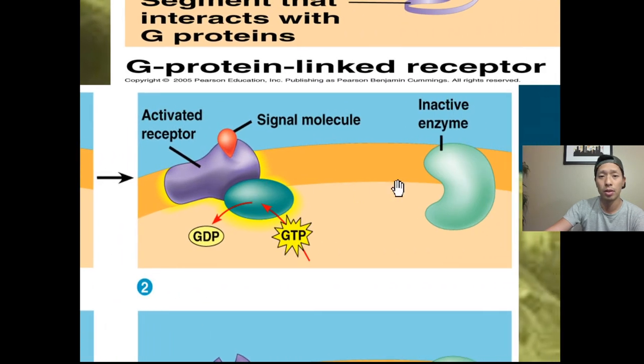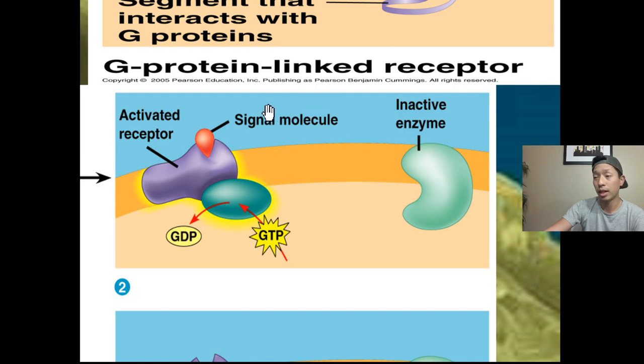So let's see how it works. When a signal molecule that is hydrophilic binds to the receptor, the receptor becomes activated. And the G protein will actually take a GTP and bind to that G protein, which provides the energy to activate that protein. Now you see this GDP leaving.